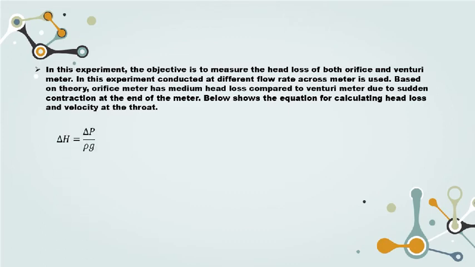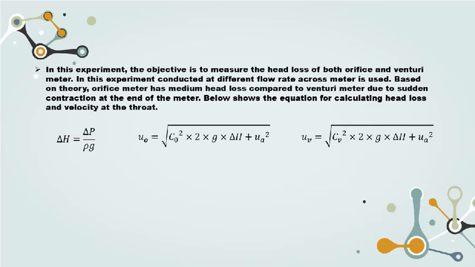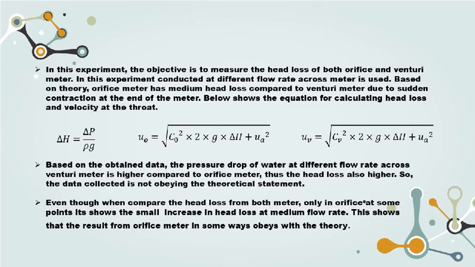Below shows the equation to determine the head loss and the total velocity of an orifice meter, and the equation to determine the total velocity of a venturi meter. Based on the data obtained, the pressure drop of the water at the different flow rates across the venturi meter is higher compared to the orifice meter. Thus, the head loss of the flowing fluid in the venturi meter is also higher.